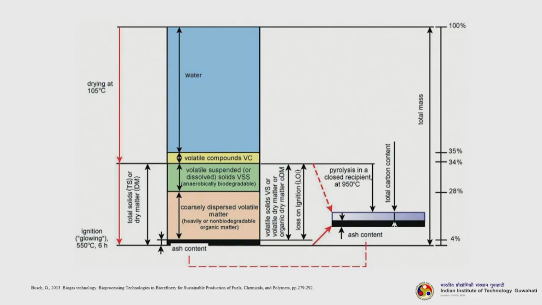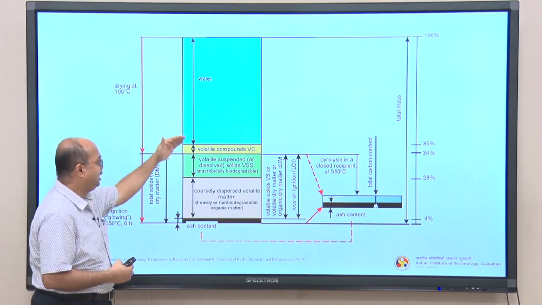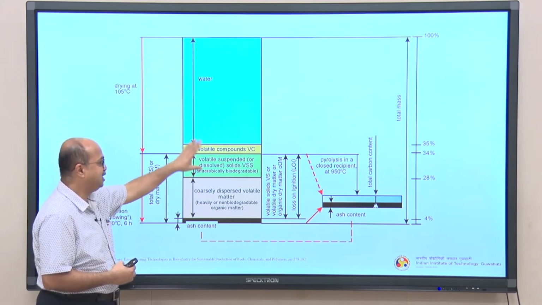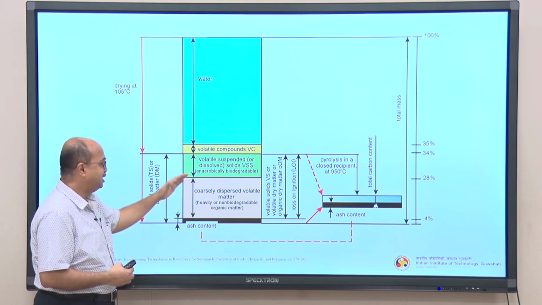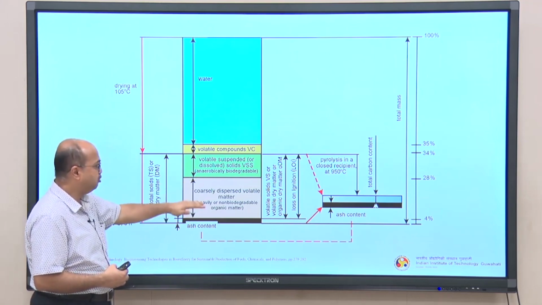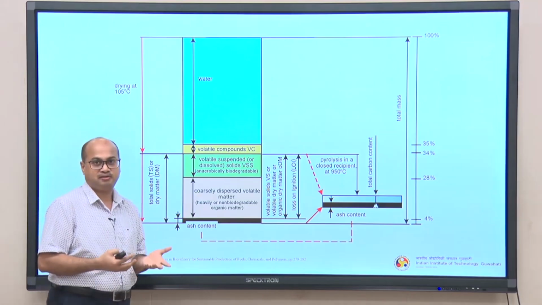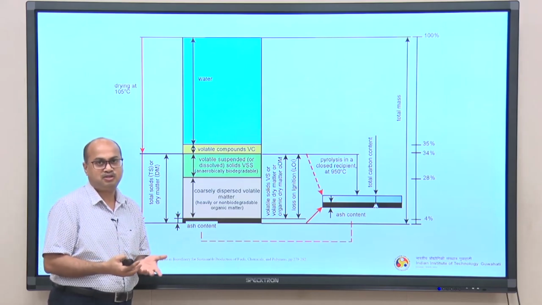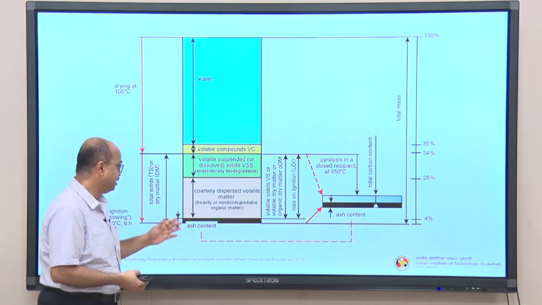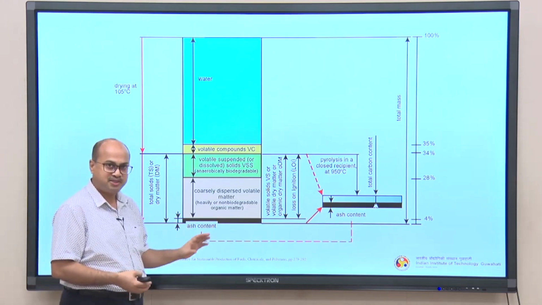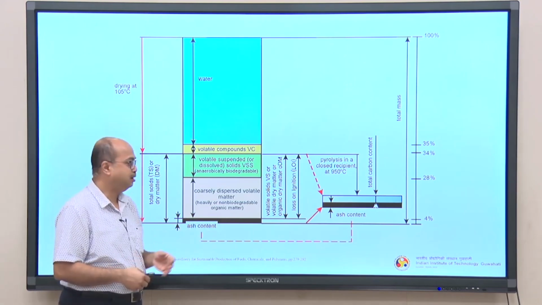So, the rest, 65%, is the water loss or the moisture loss, or loss due to bound and unbound moisture, you can say. Then a small portion, this yellowish portion, almost 2 to 3%, is due to the volatile compounds, and volatile suspended or dissolved solids, VSS, again another 15 to 20% in that range. Then when we come down, almost 24% here is coarsely dispersed volatile matter, heavily or non-biodegradable organic matter. So, this takes into account some lignocellulose and basically lignin is also there, right. Then ash content, which is usually 0 to 4%, depending upon the biomass feedstock.